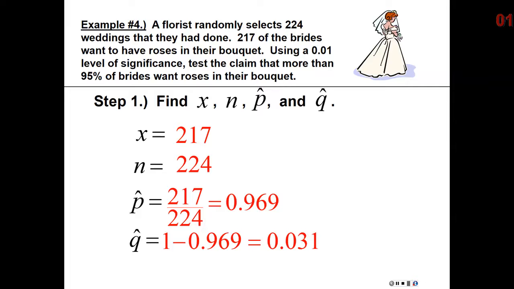okay? And then your q hat is basically 1 minus the p hat. But what they're going to ask you is to find the point estimate. In my stat lab, they're going to say, what is the point estimate? That's going to be that x divided by n, okay?